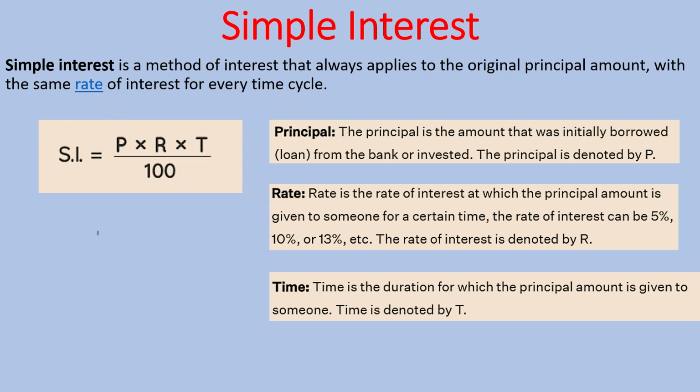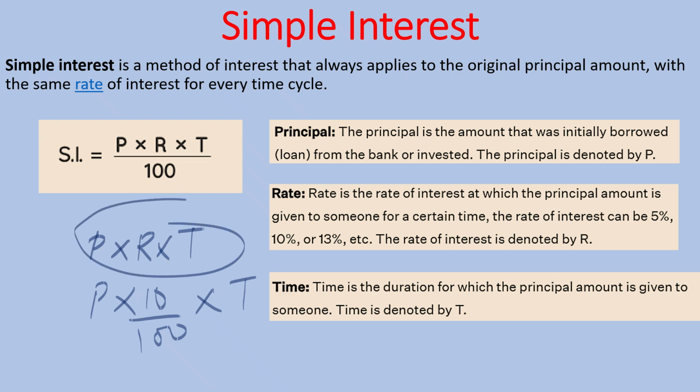Now I told you that if you don't write this 100, that is also fine. You can also write P into R into T. This R is a percentage, a rate, right? 10%. So you can write 10% as 10 upon 100 multiplied by T. So if you don't use the 100 in the formula, it's okay, but then you have to write this 10% completely like this.